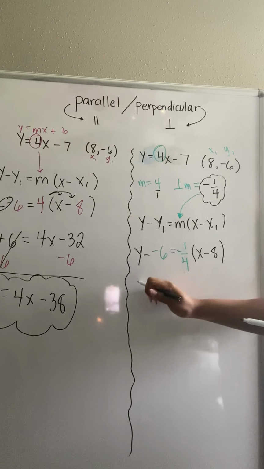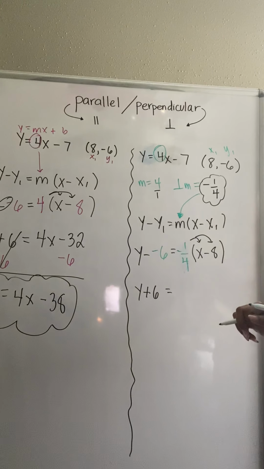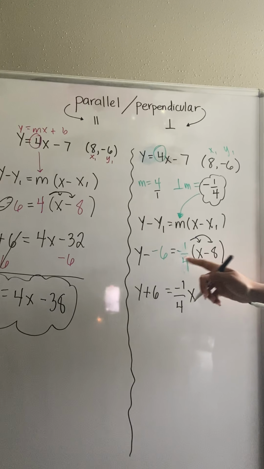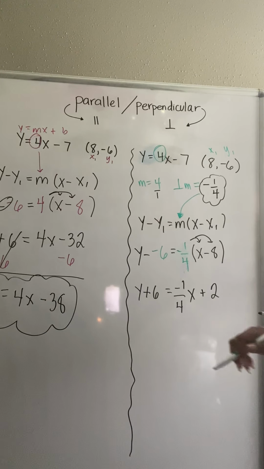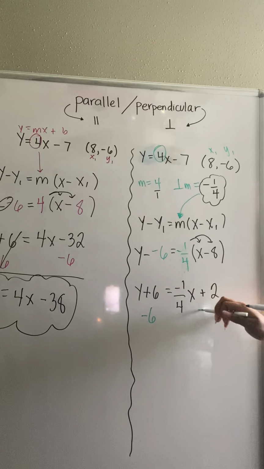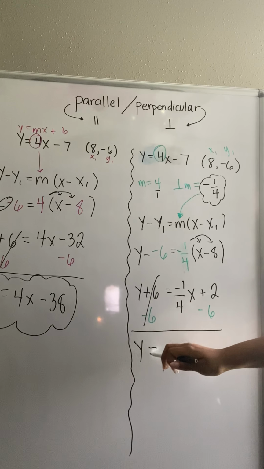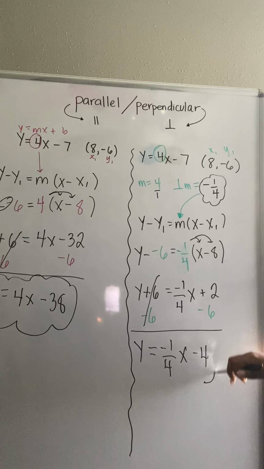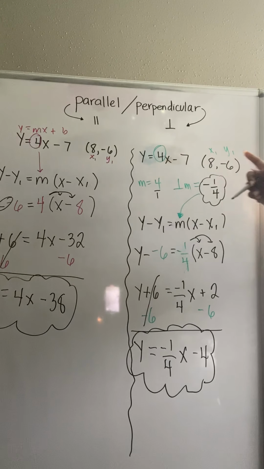Same as last time, we can change that to y + 6 is equal to, and I'm going to distribute that fraction. So we get -1/4 x. Be careful here, a double negative gives us a plus 2. Lastly, we want to get rid of this, so we subtract 6 on both sides. We are left with y = -1/4 x - 4. So this is the equation of a line that is perpendicular to our original equation and goes through the point (8, -6).